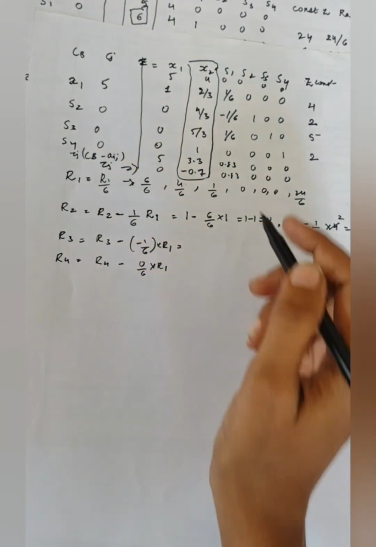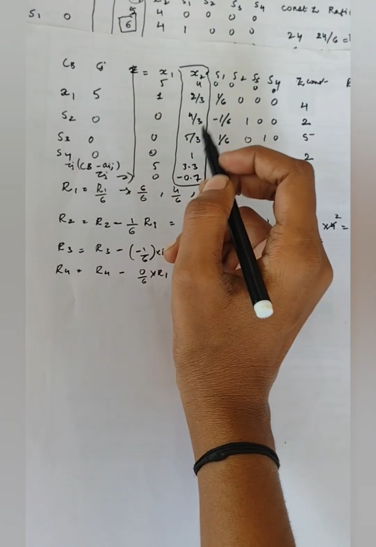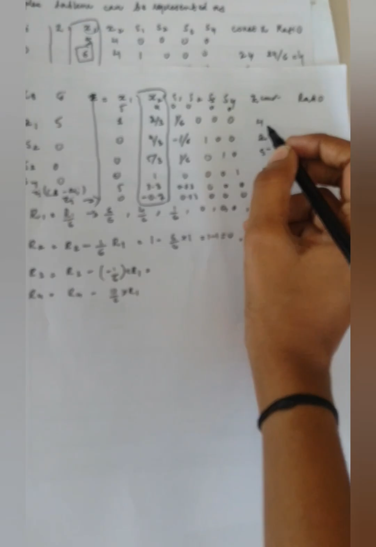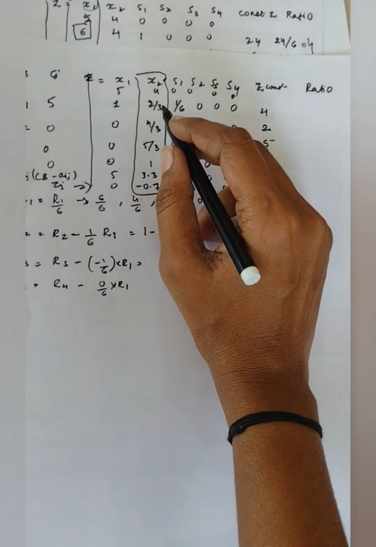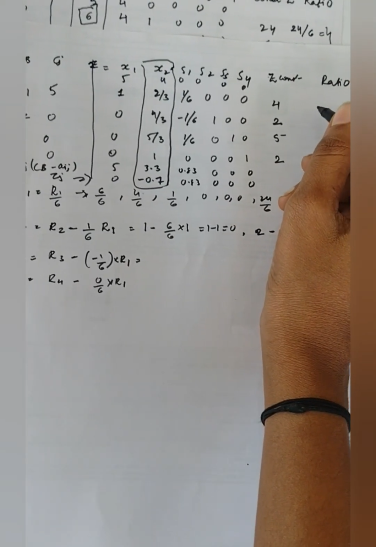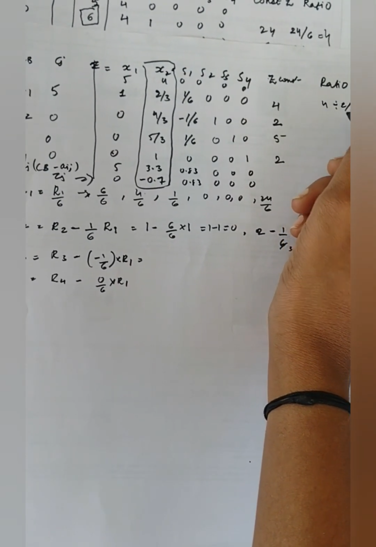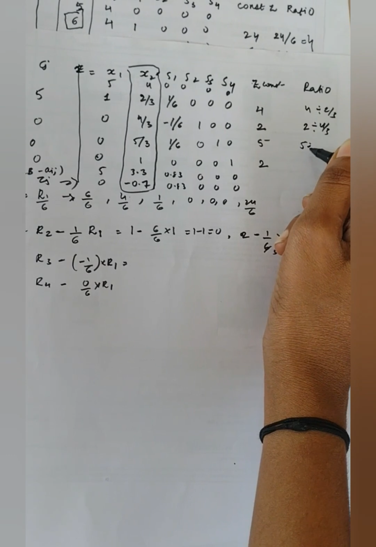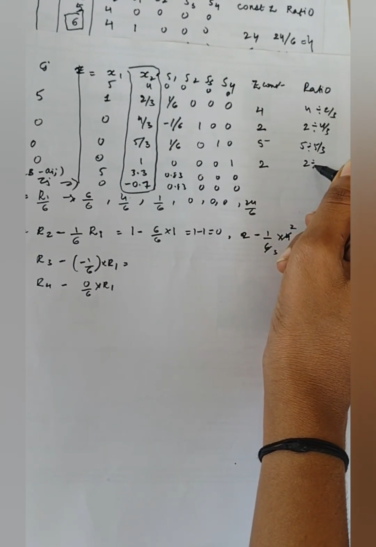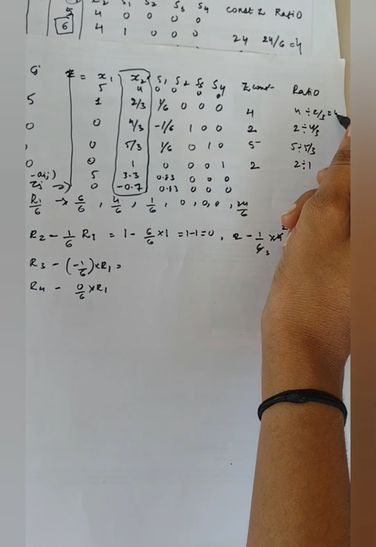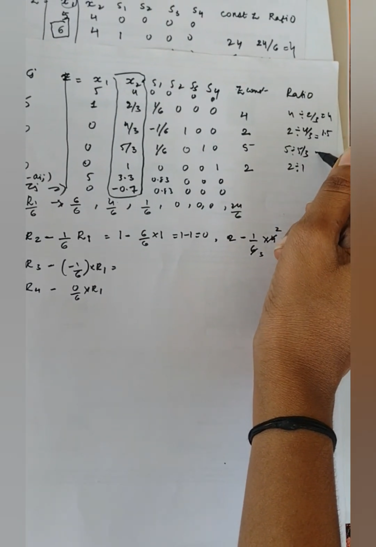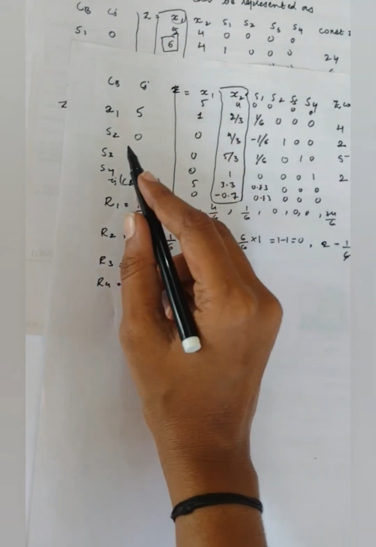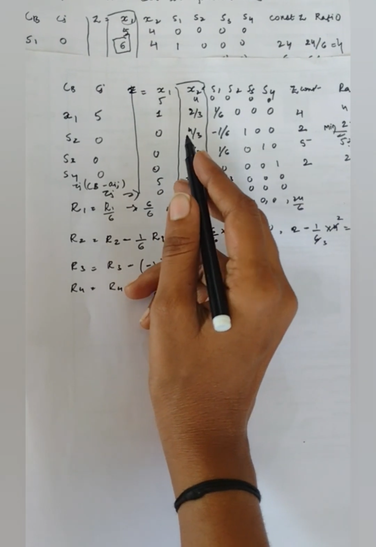To take the ratio, divide the constant numbers with respect to their pivot column element, right? Ratios are 4 divided by 2 by 3, 2 divided by 4 by 3, 5 divided by 5 by 3, 2 divided by 1. What will we get? 4, 1.5, 3 and 2. This is minimum. So S2 should be replaced with x2.